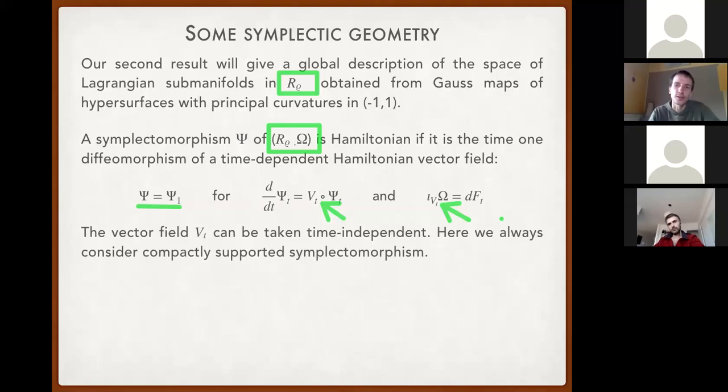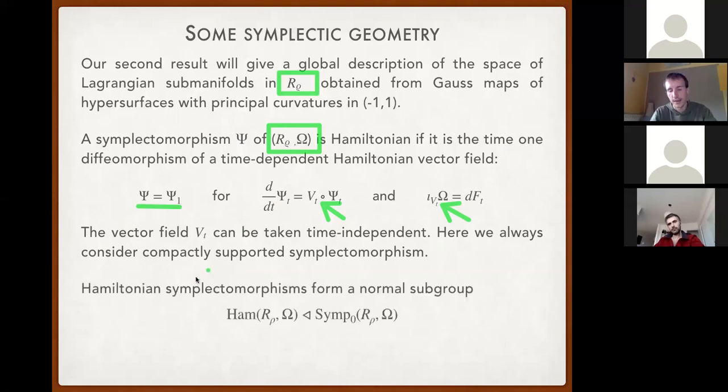And actually, it turns out that this vt can be taken time independent. And also, I'll say now, and I forget forever, we always consider Hamiltonian symplectomorphisms which are compactly supported here. But I will not write it each time.